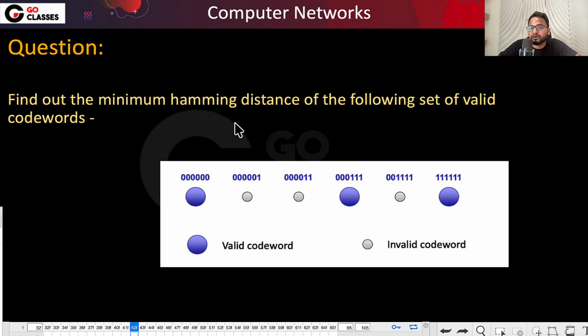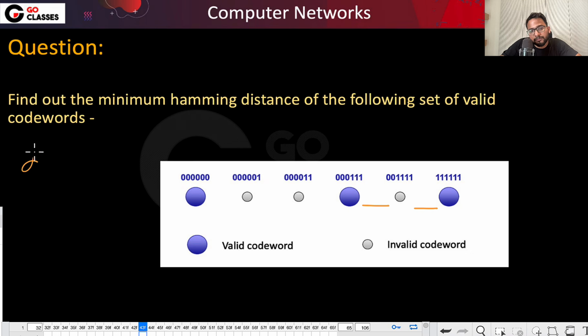They are saying to find out the minimum Hamming distance between the set of valid code words. See, here the distance is 1. Here the total distance from here to here is 2, and between these valid code words the distance is 3. I mean, if there are 2 invalid ones in between, then 3 is the distance. 1, 2, 3, right? 3 distance here, but only 2 distance here. So what is the minimum distance? The minimum distance is 2, right? So what is the answer?